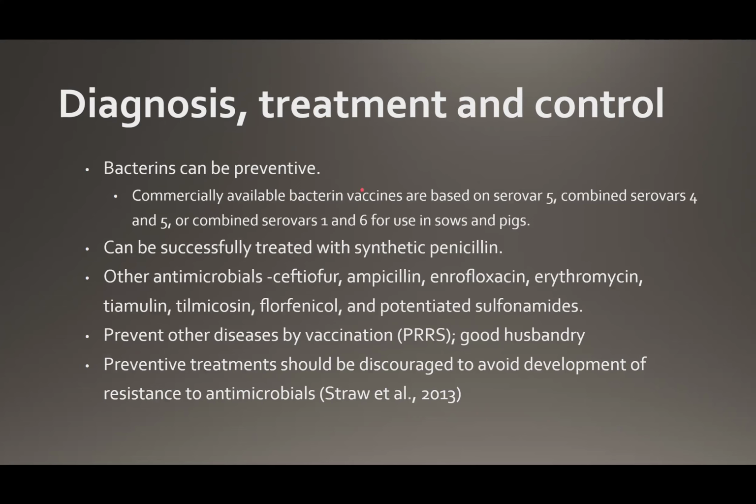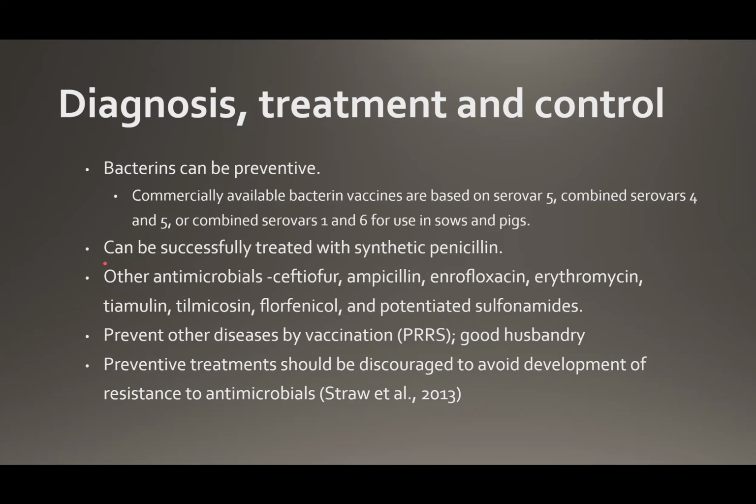There are some bacterins and they can be preventative. So there are commercially available bacterin vaccines based on serovar 5, 4, and 5, or a combination of 1 and 6 for use in sows and pigs. And so knowing the serotype is also important, but oftentimes this is not determined, no.